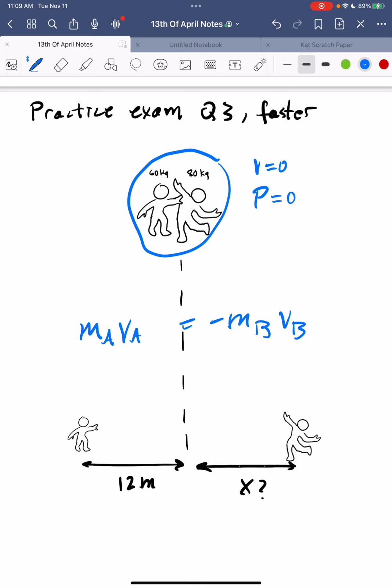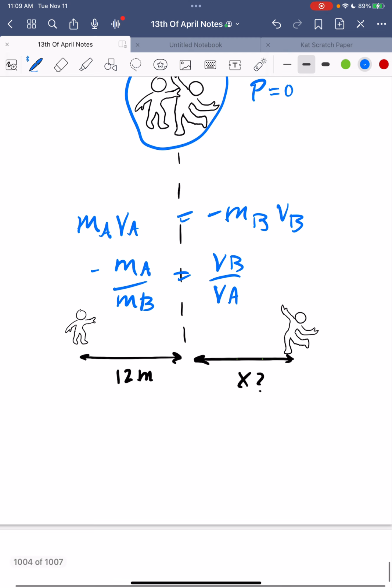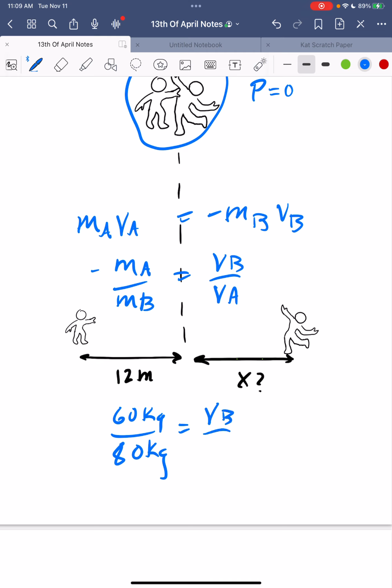So now I can come up with this ratio. I can say the mass of A over the mass of B should equal the velocity of B over the velocity of A, with a negative sign somewhere thrown in there. All right, so let me just work this out. Mass of astronaut A is 60 kilograms. Mass of astronaut B is 80 kilograms. So that's got to equal the ratio of velocity B over velocity A. And again, that's a negative somewhere. But let's just simplify this.